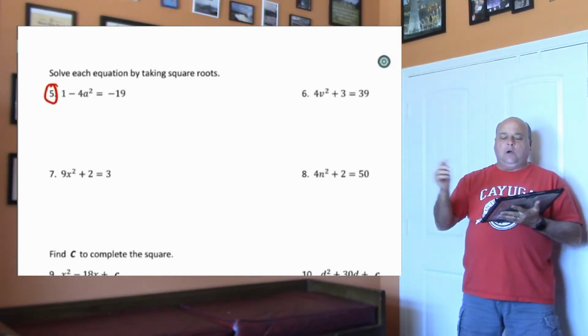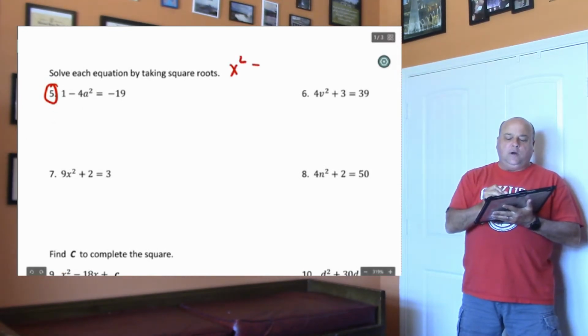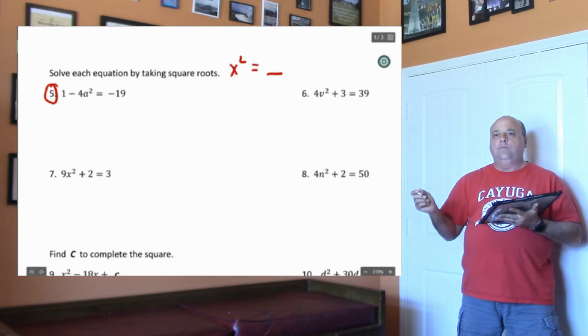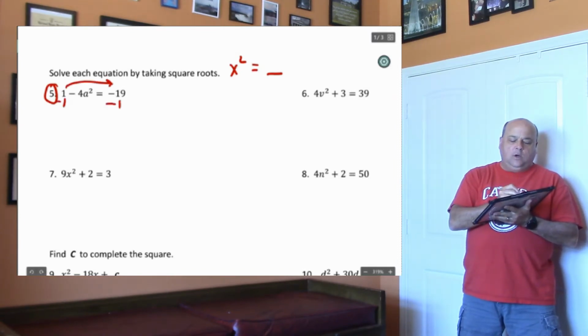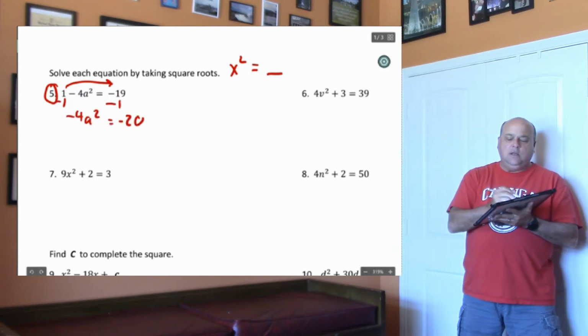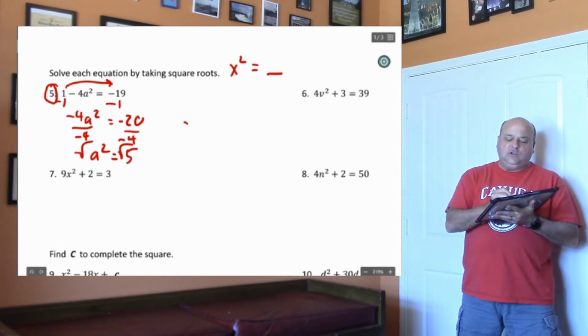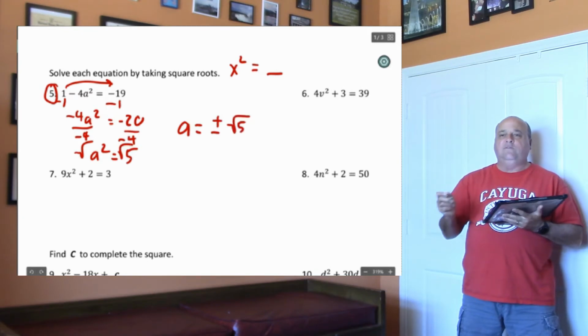Solve by taking a square root. On these right here, you want to get x squared equals a number. Okay, you want to isolate the x squared. So I'm going to move over the 1. So -4a squared equals -20. And then divide by -4. And I'm going to get a squared equals -20 divided by -4, which is 5. Then I'm going to square root both sides. So my a is going to be a equals plus or minus the square root of 5.